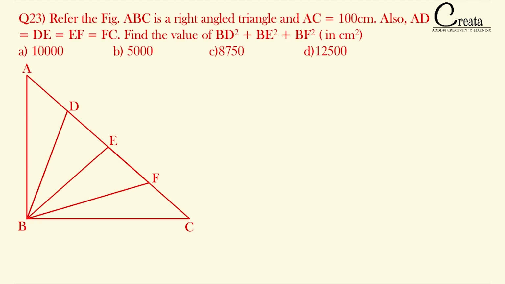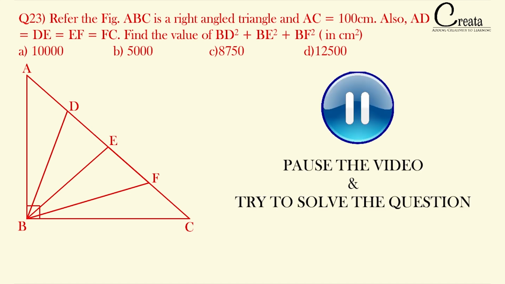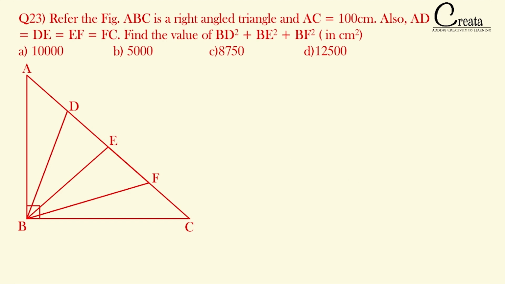The question is, refer to the figure. ABC is a right angle triangle and AC is equal to 100 cm. Also, AD is equal to DE is equal to EF is equal to FC. Find the value of BD square plus BE square plus BF square in centimeter square. Four choices are given. Okay, we will go step by step.